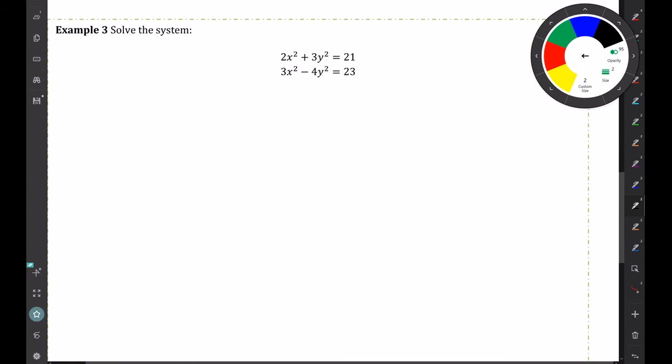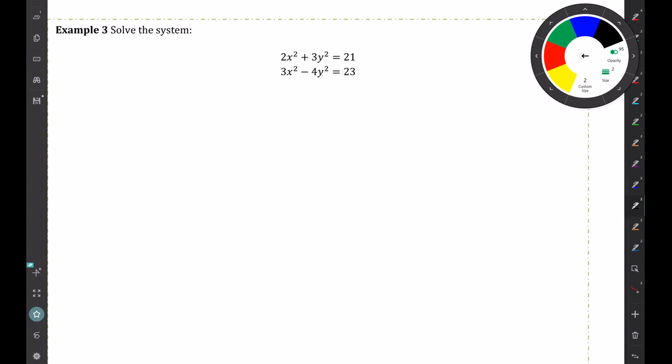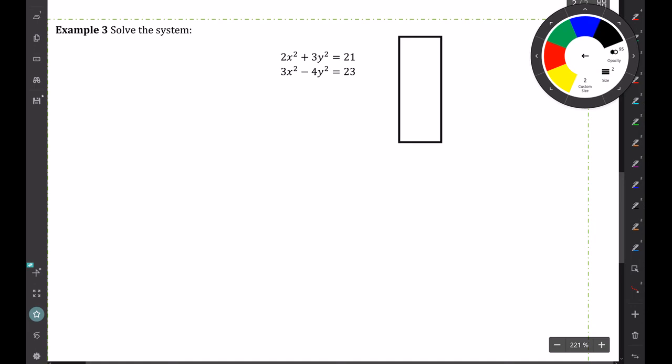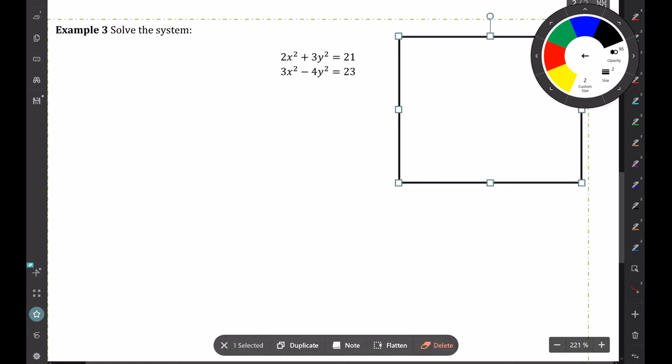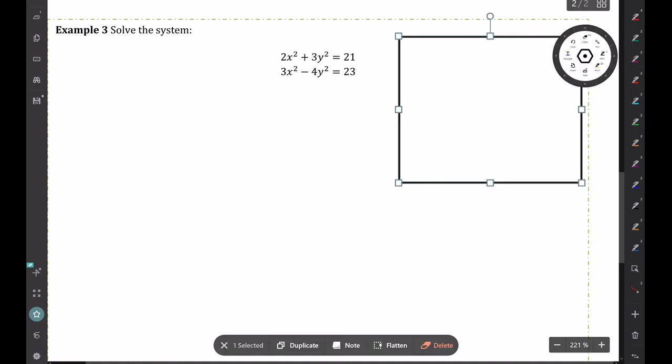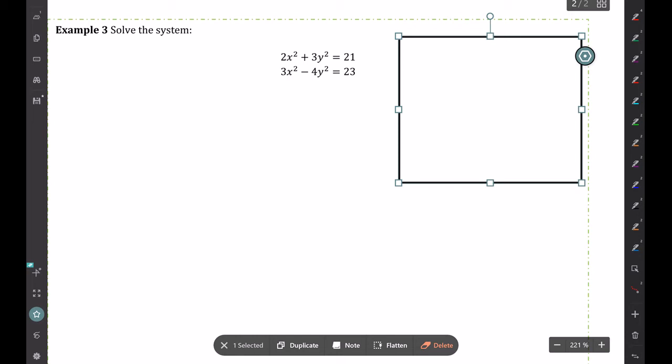Now we have another system of equations. This one is the intersection of an ellipse, which is the 2x squared plus 3y squared equals 21, and a hyperbola, which is the 3x squared minus 4y squared equals 23.